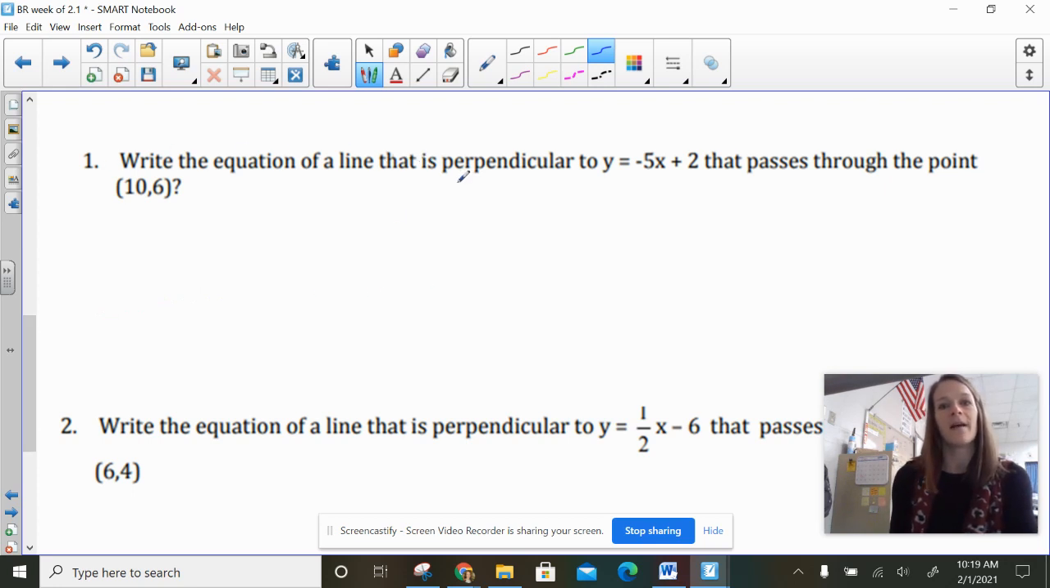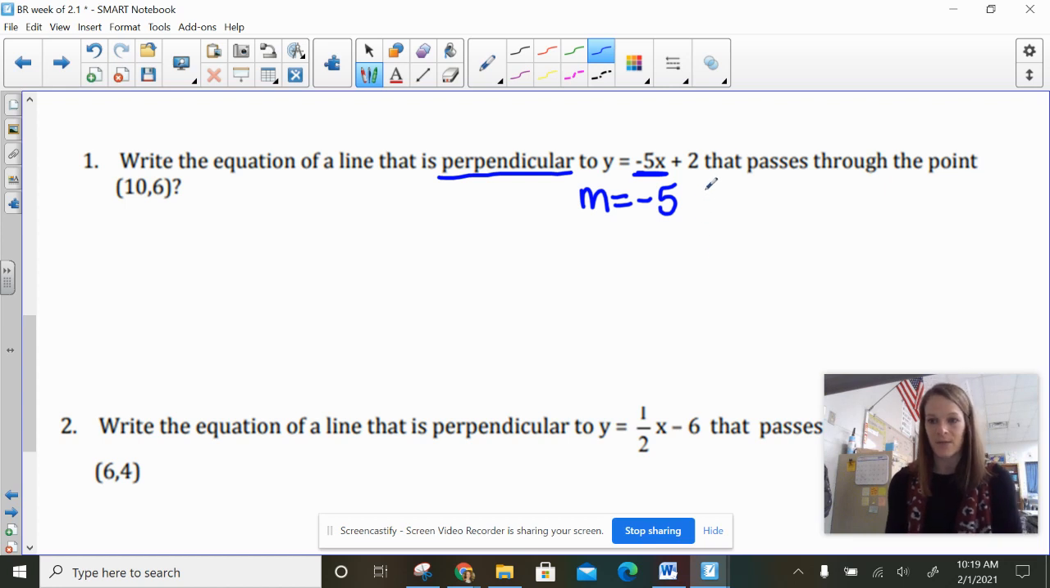All right, so let's look through this first example. Okay, write the equation of a line that is perpendicular to this graph. So I'm going to underline that slope for a second. Okay, that current slope is -5. I need the opposite reciprocal of that. Okay, so the opposite sign would be positive. The reciprocal of 5 would be 1/5. Okay, so I want an equation that's going to be perpendicular. So I've already flipped and found my new slope that passes through the point 10, 6.